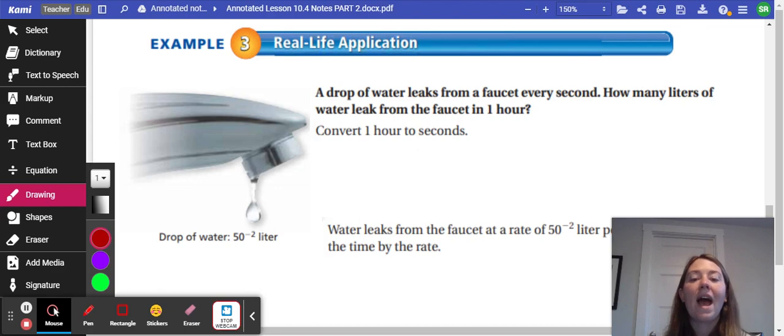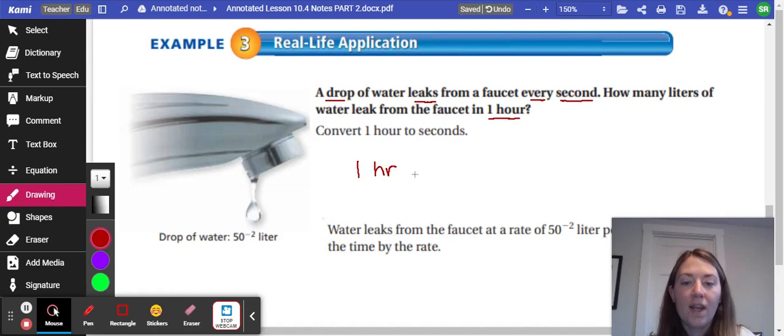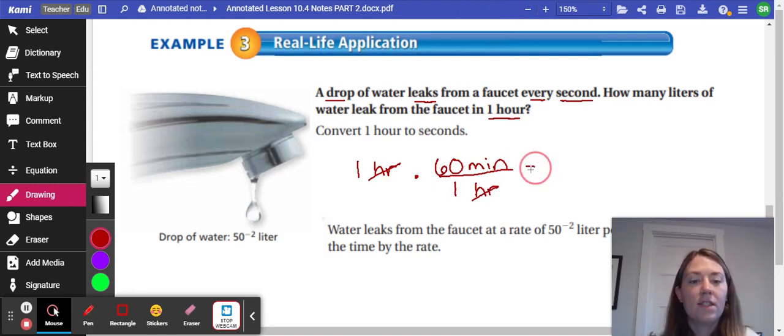So convert 1 hour to seconds. That is step 1. We want to convert 1 hour to seconds. Now, the reason we're doing this is because it tells us a drop of water leaks from the faucet every second. Okay, so we need to convert this 1 hour into seconds before we can answer this. So we're going to go ahead and set up a conversion here. 1 hour is 60 minutes, right? We want to be able to cancel out these units. Now we want to cancel out minutes so that we get to seconds.